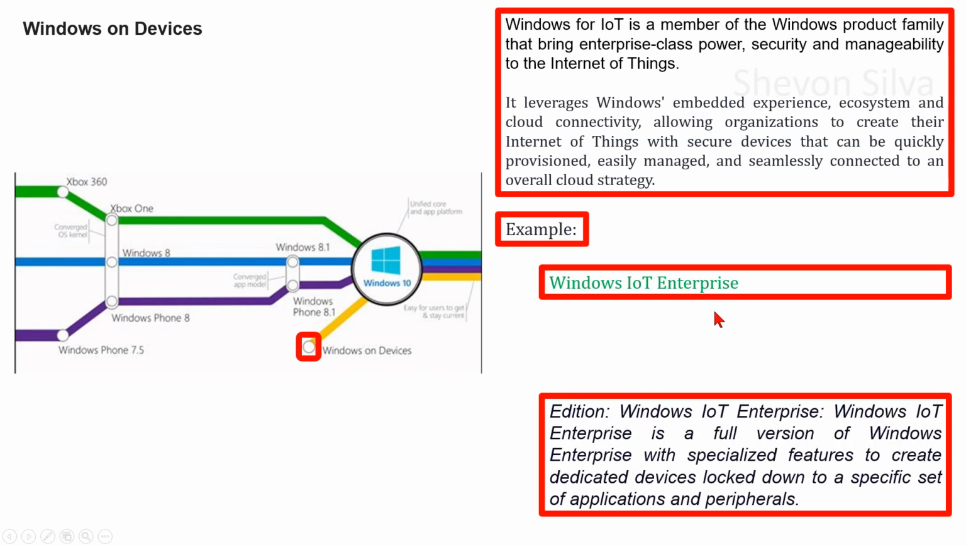As an example, we can consider this edition, Windows IoT Enterprise. Windows IoT Enterprise is a full version of Windows Enterprise with specialized features to create dedicated devices locked down to a specific set of applications and peripherals.